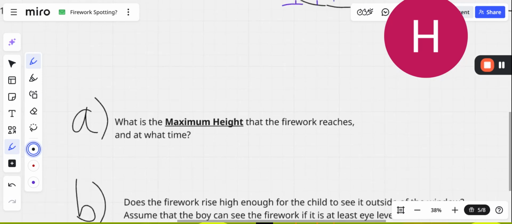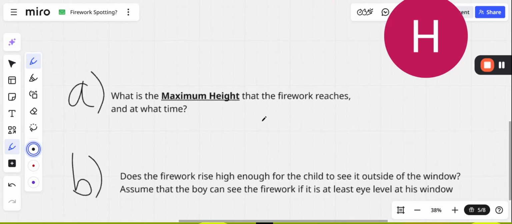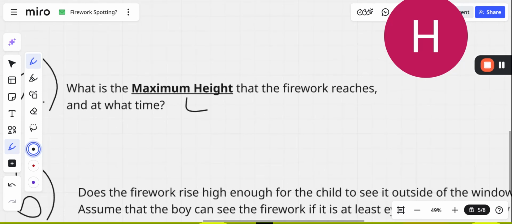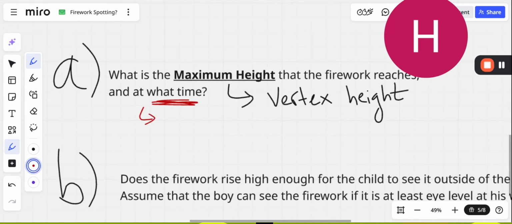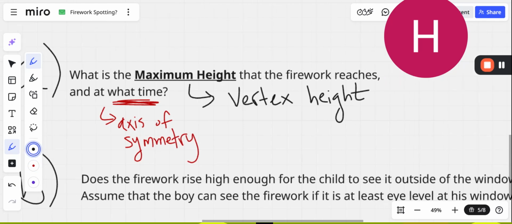So what is the maximum height that it reaches? Well, the maximum height is equivalent to finding the vertex height on the parabola. And the time when this happens is going to correspond to something that we call the axis of symmetry. This is the time, or the input value, sometimes it's just the x value, where we get a maximum or a minimum out of a parabola.